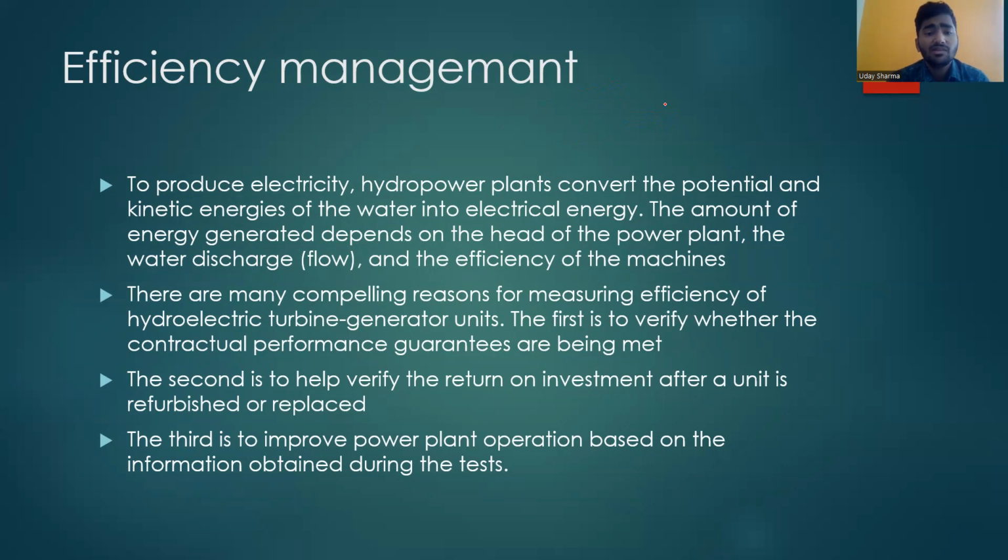There are many compelling reasons for measuring the efficiency of hydroelectric turbine generator units. The first is to verify whether the contractual performance guarantees are being met. Like if the manufacturer gives us machinery with a separate contract, saying it generates this amount of energy, we have to verify it. So we need to do the efficiency calculations of the transformers or generators.